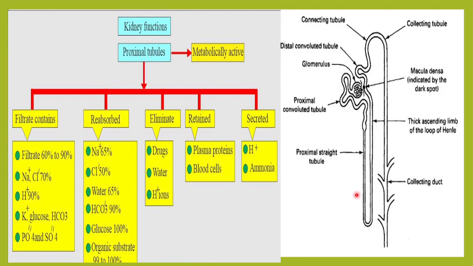I have told you that the kidney nephron has various parts. The proximal tubules, which I was telling you about, are metabolically active. So they will filter so many products here. They will filtrate sodium, potassium, H plus ion, phosphates, etc. They will reabsorb the sodium, chloride, water. They will eliminate the drugs, the water, and the H plus ion. They will retain a few of the plasma proteins and blood cells, and they will secrete the H plus ion and ammonia.